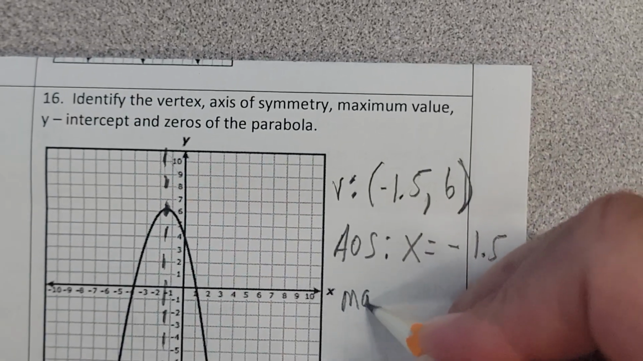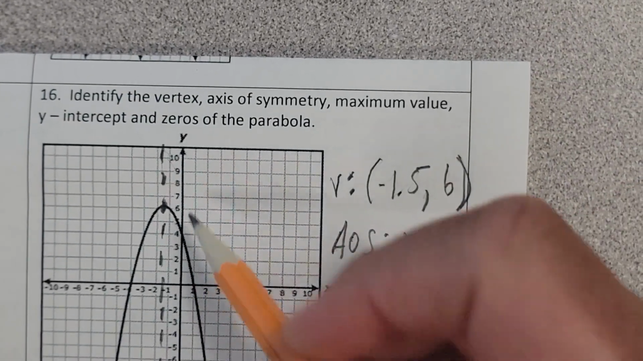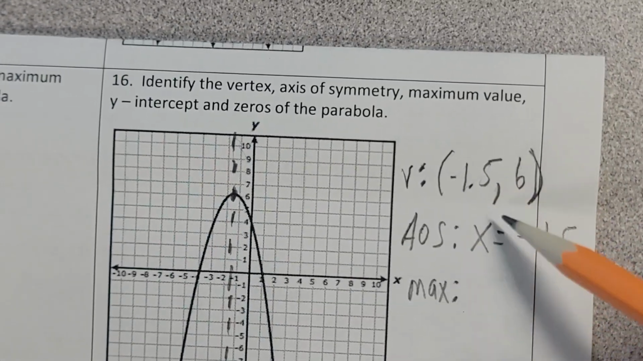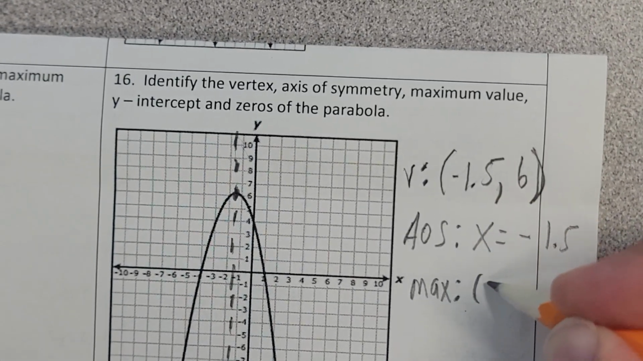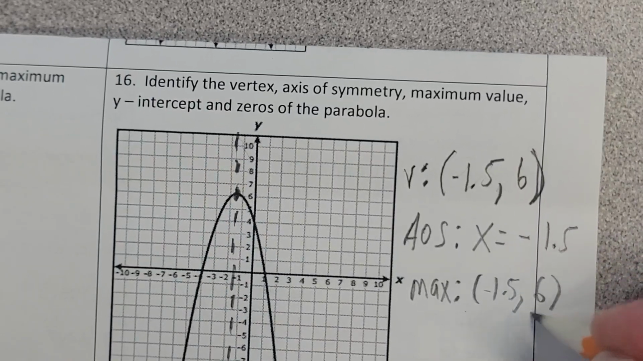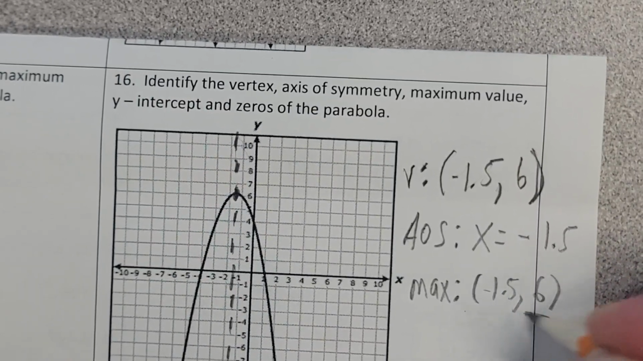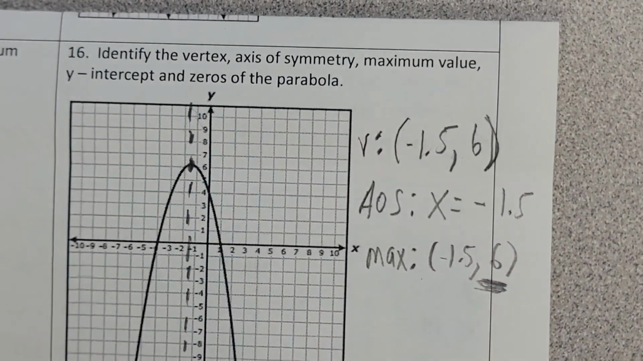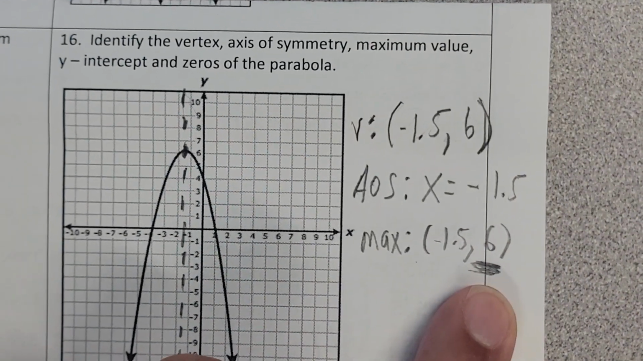All right, the maximum. This is a maximum because it's on the top, and it's the same answer. So the maximum is the same thing as my vertex. It's negative 1.5, comma 6. And I think they want the 6 number. Just to let you know, guys, on the STAR test, when they say maximum, I think they want the y number for maximum. Or minimum. Max or min, they want the y number.